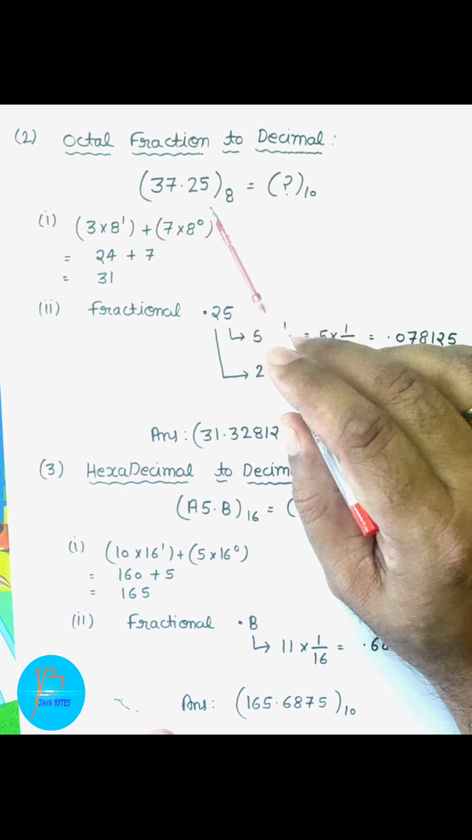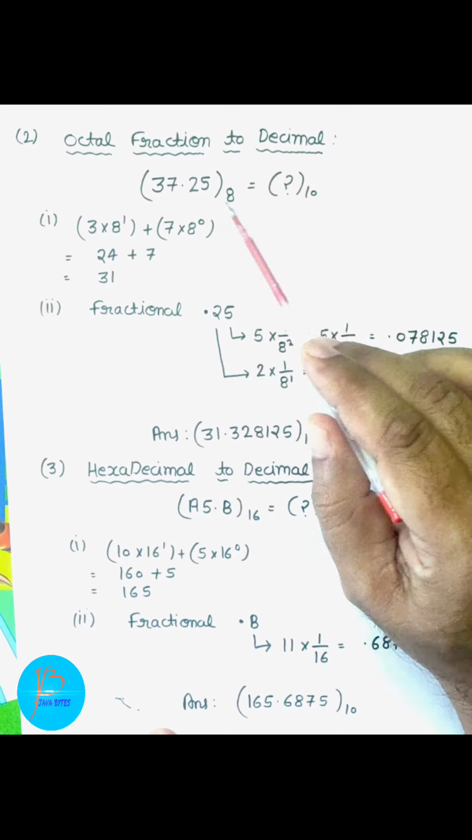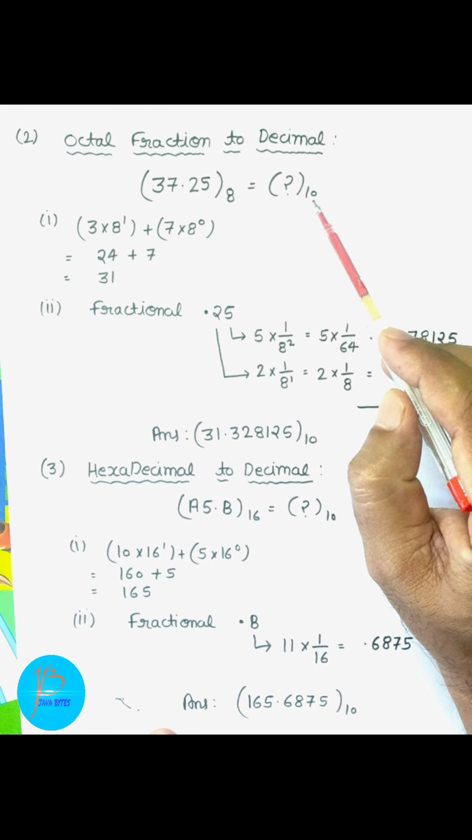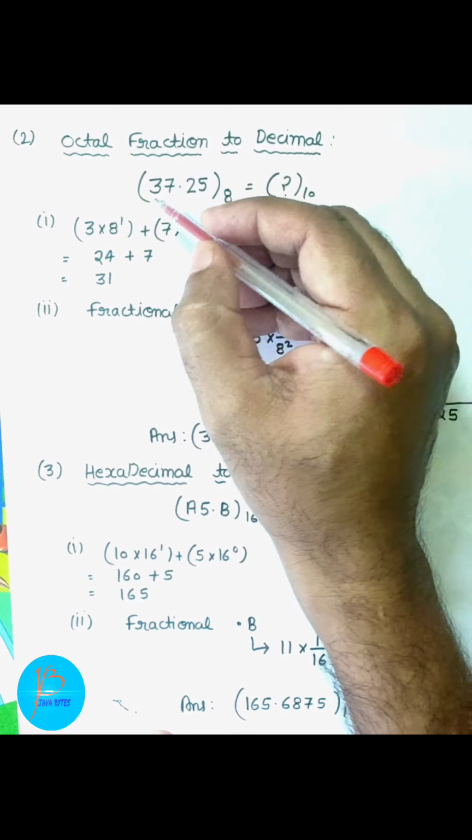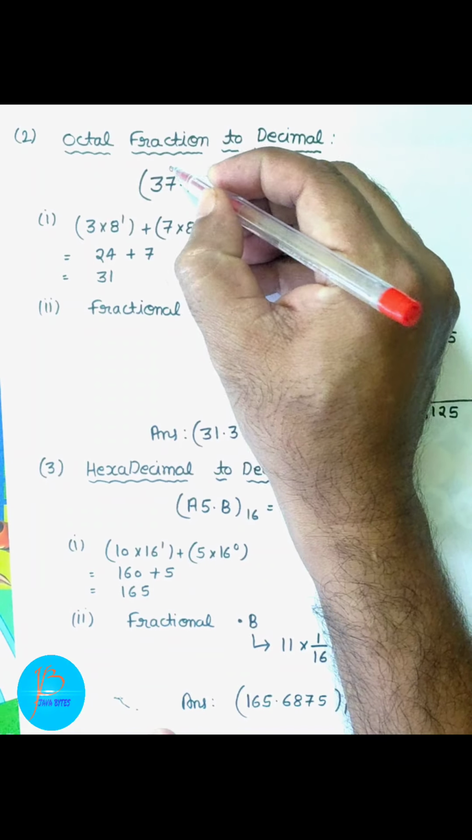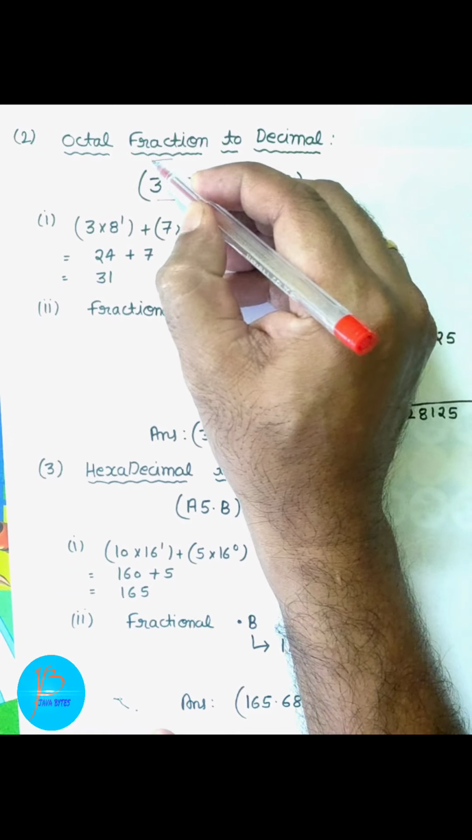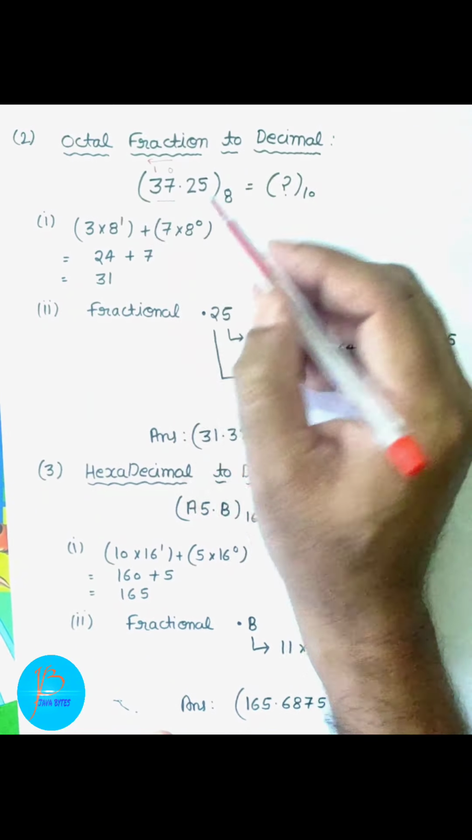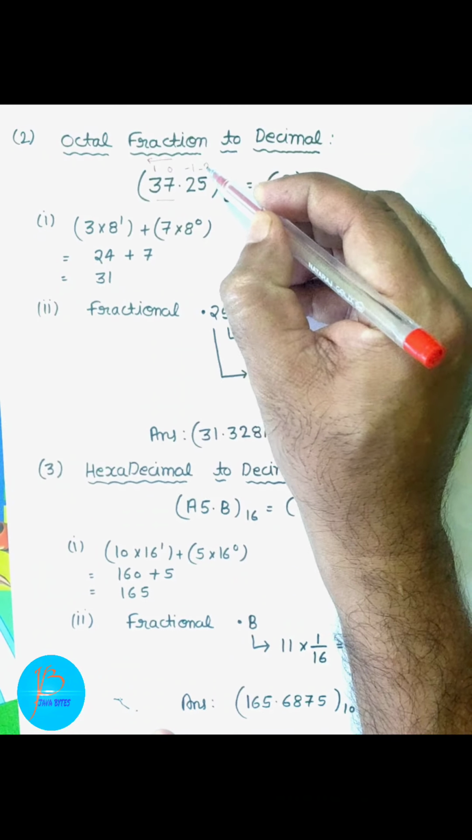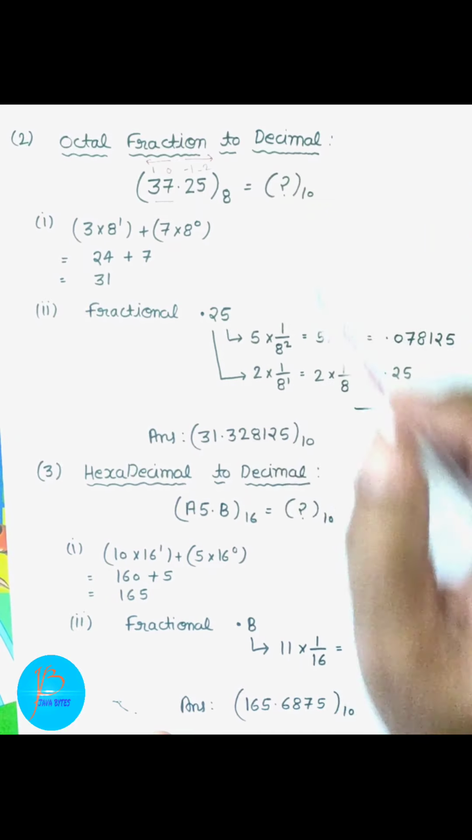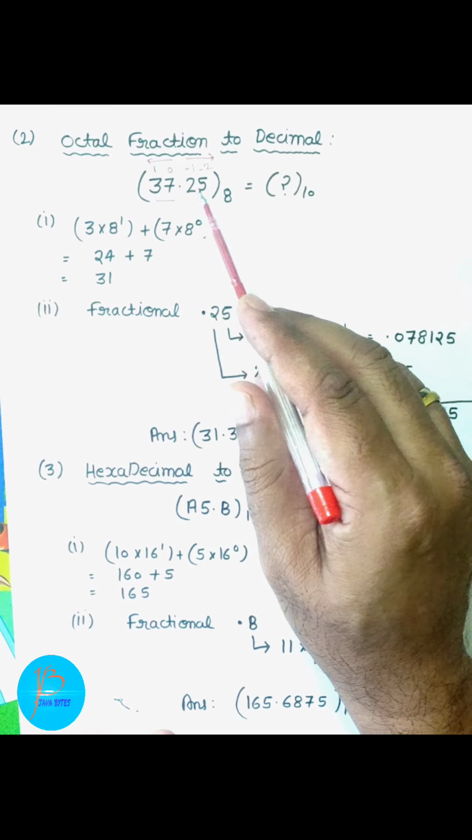In the second example children, see that the number given is 37.25 on the base of 8. Okay, and what is asked is that we have to write down its decimal equivalent. So again the same thing you will do children. For the number you will start marking like this. First you will mark the integer part from right to left as 0 and 1, and after that you will mark the fractional part as -1 and -2 from left to right. In this way children, you will mark all its 4 digits.